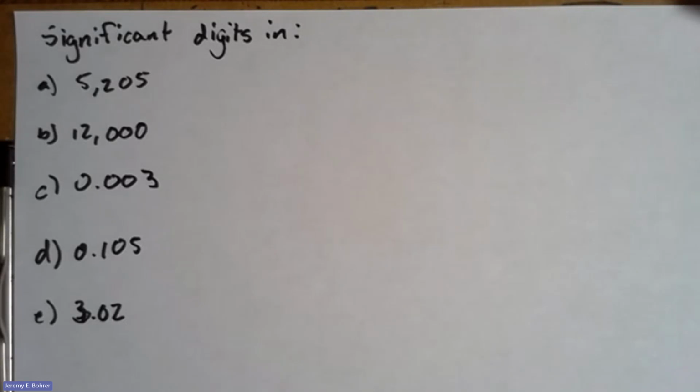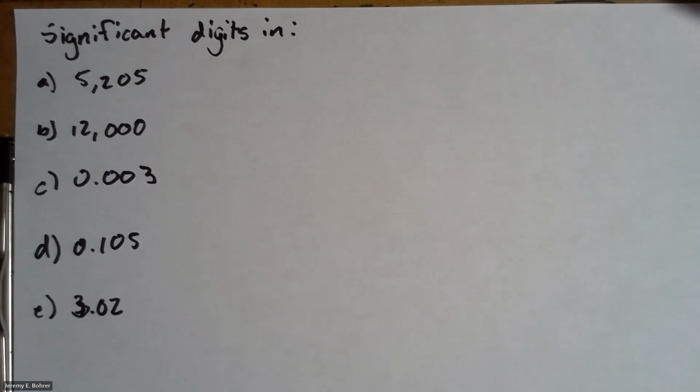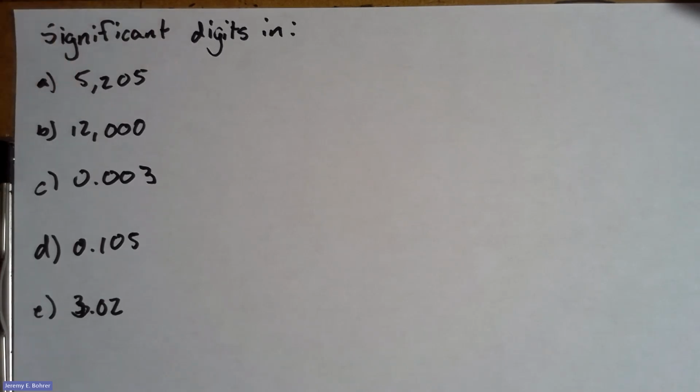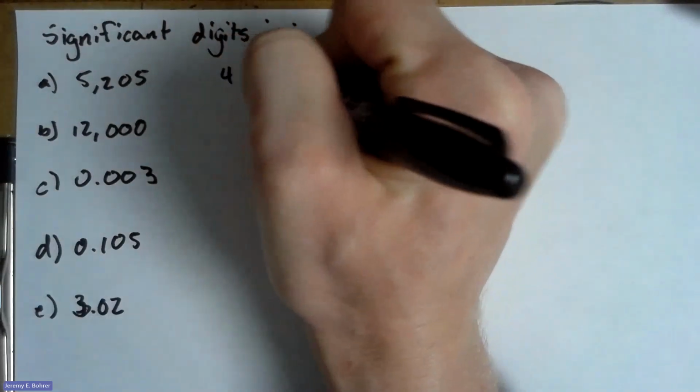In this video, we are going to look at the examples in the Chapter 4, Section 5 slides. Our first problem asks us to find the number of significant digits in each of these numbers. We start with 5,205. Because the number begins and ends with non-zero numbers, each digit is significant. So this has 4 significant digits.